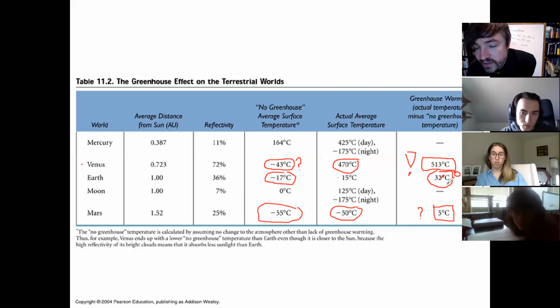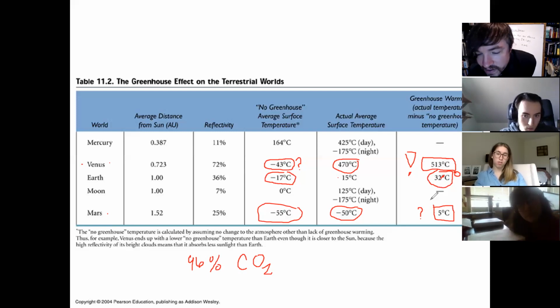Let me make sure you understand the question. The composition of Mars's atmosphere and the composition of Venus's atmosphere are the same. They are 96% CO2. That means their entire atmosphere is greenhouse gas. On Venus, this creates a runaway greenhouse effect with a 500 degree temperature change. Here, it creates only a 5 degree temperature change. Why is it so dramatically different on these two planets?